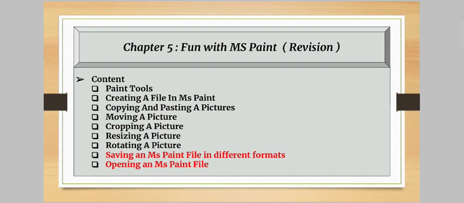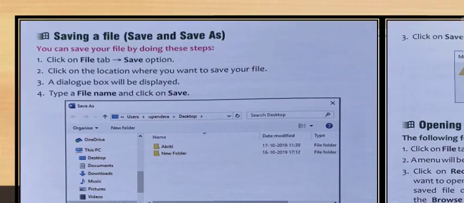In my previous video, I already discussed different types of MS Paint tools, creating a file in MS Paint, copying and pasting a picture, moving a picture, cropping a picture, resizing a picture, and rotating a picture. And today I am going to discuss saving an MS Paint file in different formats and opening an MS Paint file. So first is how to save an MS Paint file. This is very important. You can save your file by doing these steps.